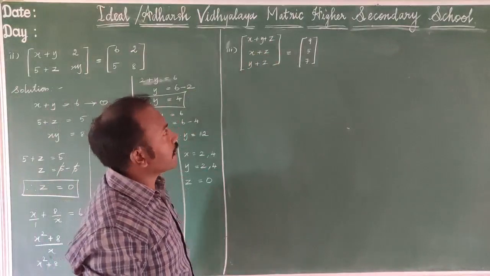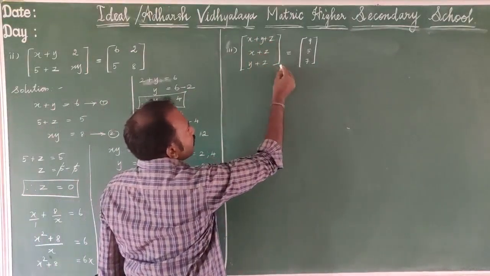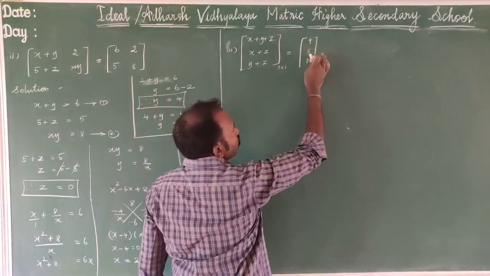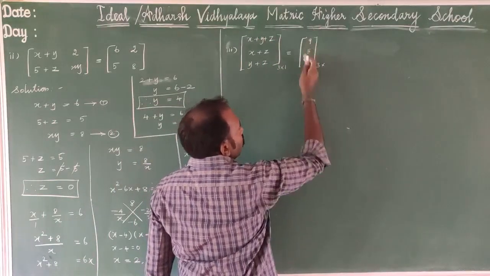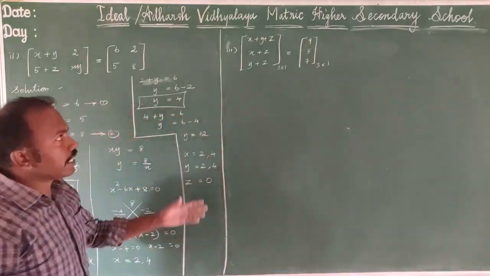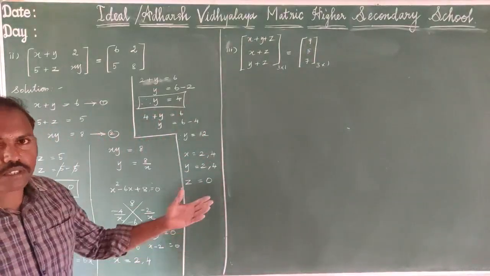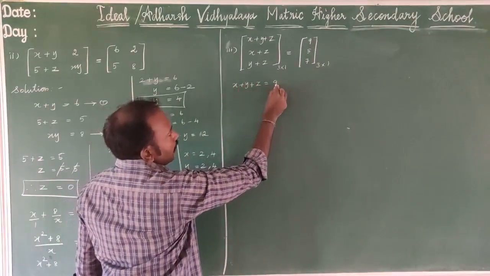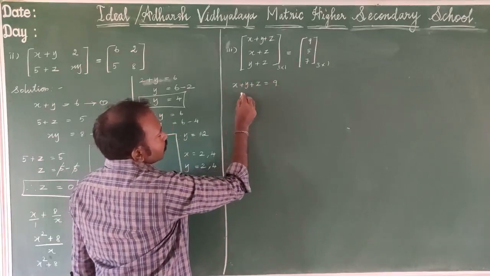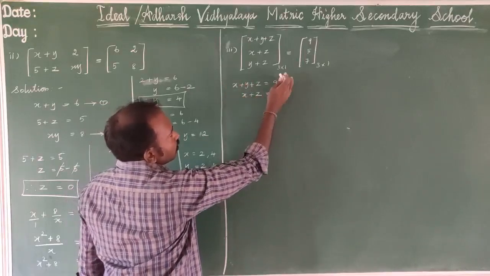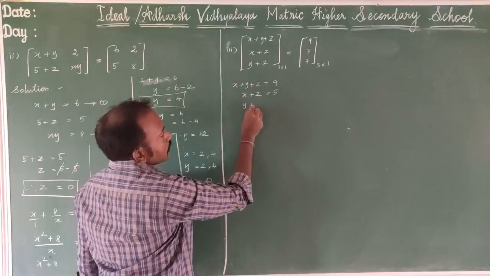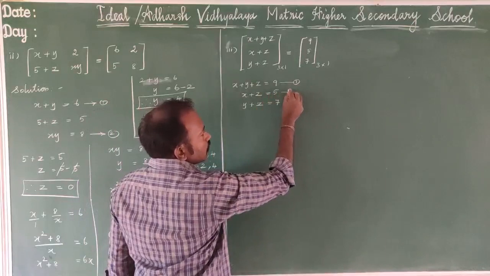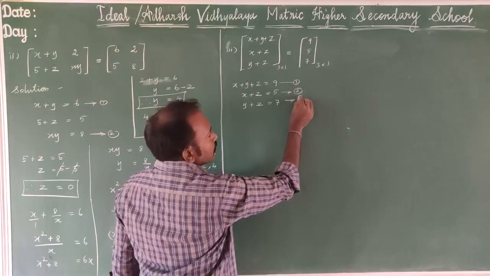All of the matrices are equal, because both are 3 rows by 1 column. The given matrices are equal. Corresponding elements are also equal. Then x plus y plus z is equal to 9, and also x plus z is equal to 5. Then y plus z is equal to 7. This is equation number 1, equation number 2, equation number 3.